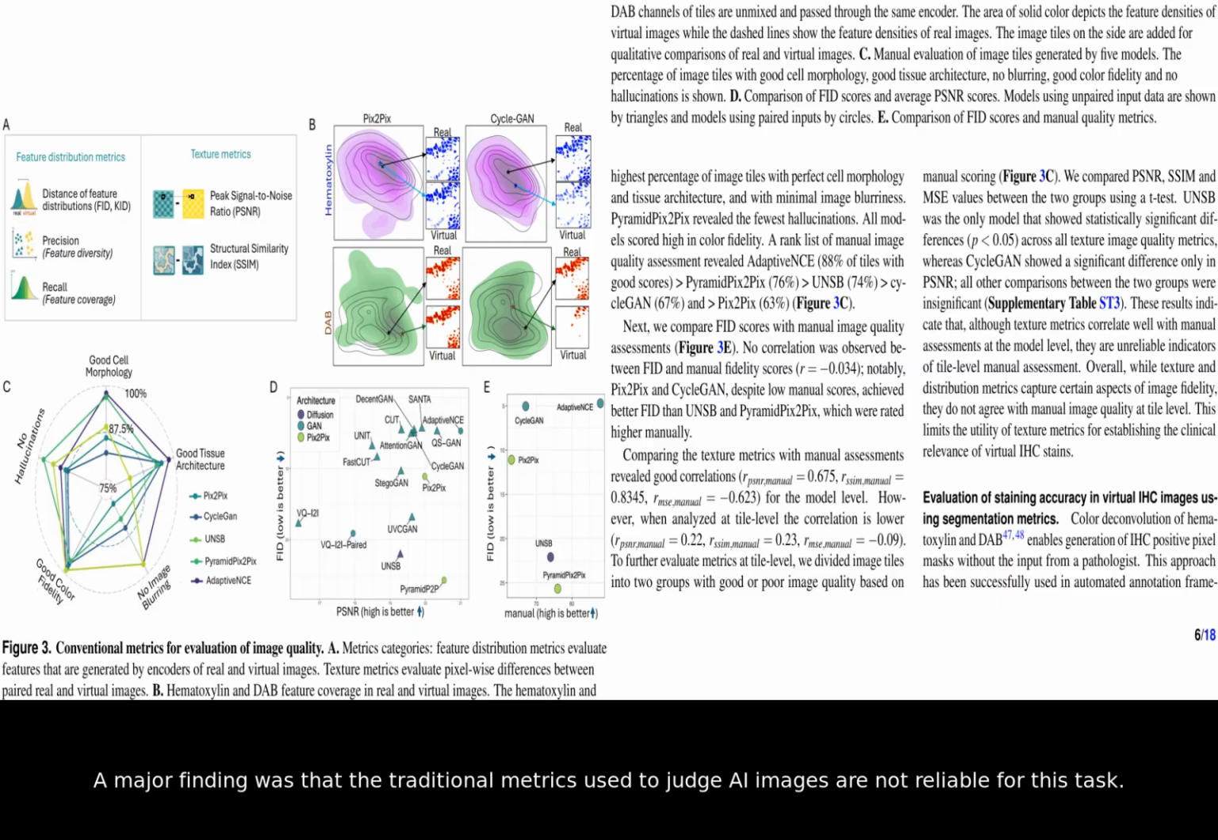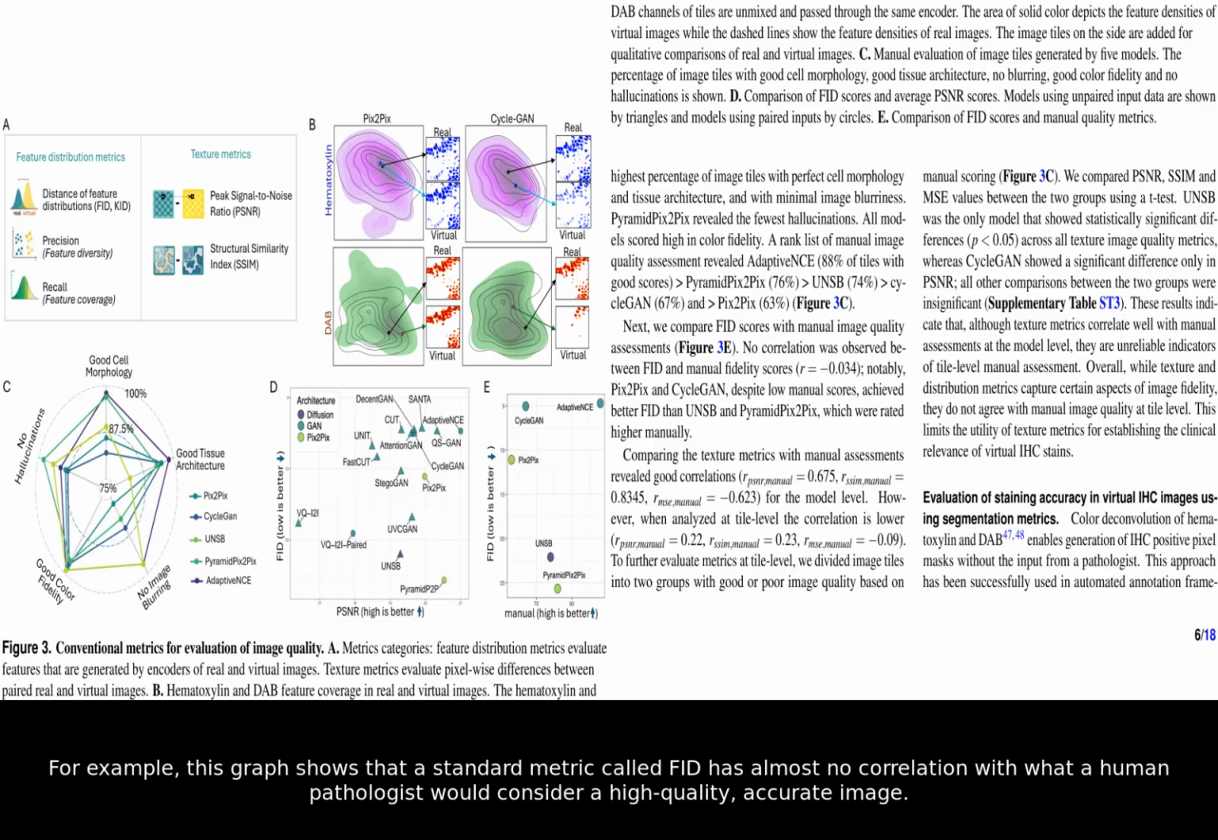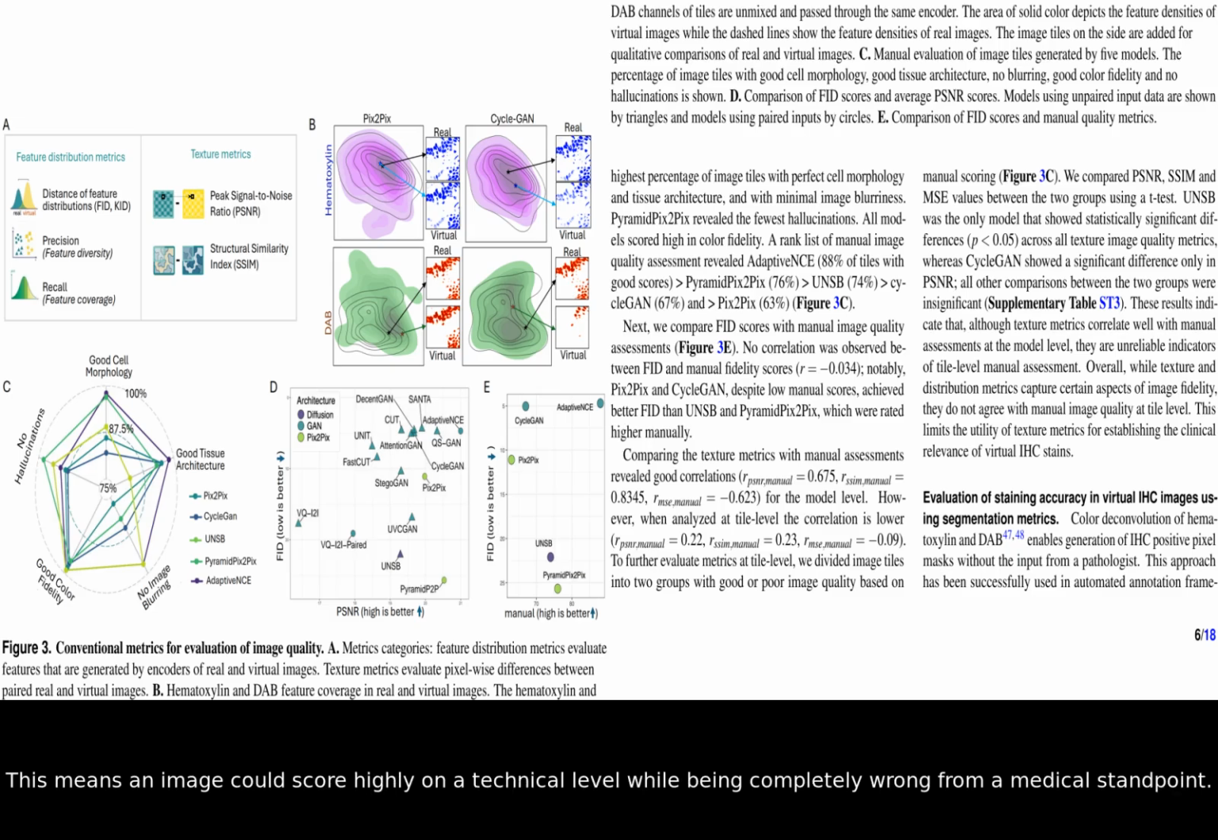A major finding was that the traditional metrics used to judge AI images are not reliable for this task. For example, this graph shows that a standard metric called FID has almost no correlation with what a human pathologist would consider a high-quality, accurate image. This means an image could score highly on a technical level while being completely wrong from a medical standpoint.